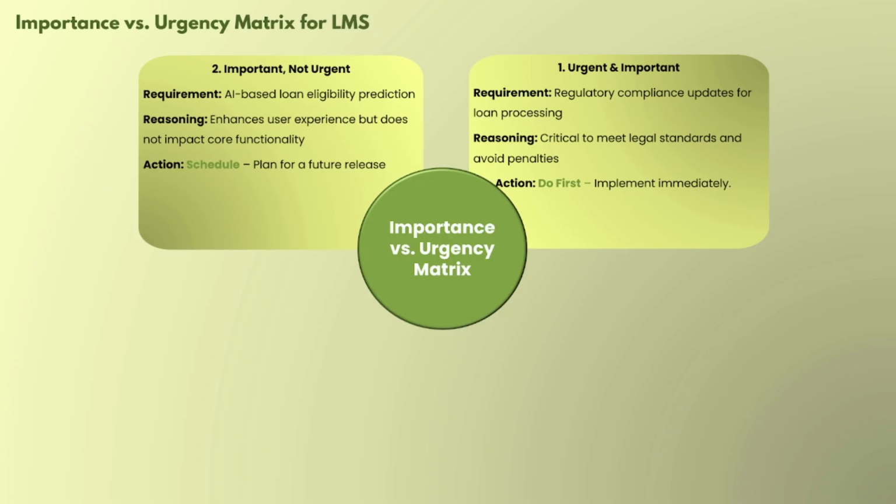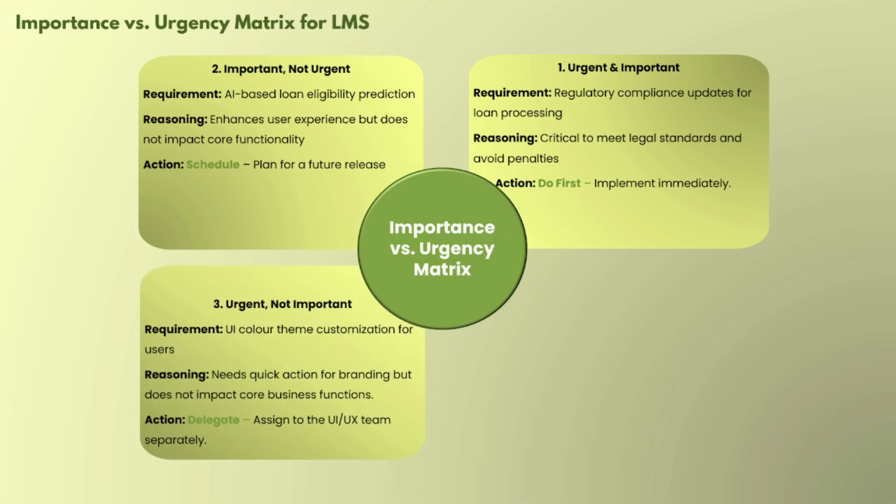Well, the requirement here is AI-based loan eligibility prediction. Reasoning: it enhances user experience but does not impact core functionality. So these are important but not urgent, so we can schedule it and plan it for a future release. And the third is urgent, not important, meaning these are urgent but not that important.